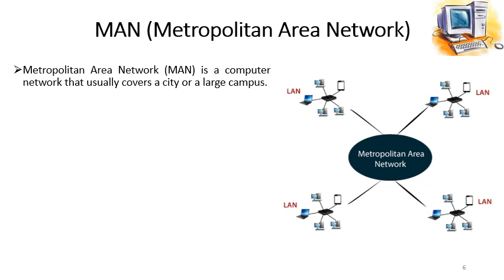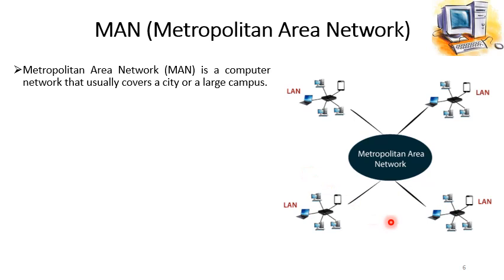Second, Metropolitan Area Network, that is MAN. Metropolitan Area Network, MAN, is a computer network that usually covers a city or a large campus. Here in this diagram you can see that when multiple LANs, that is local area networks, are connected with each other, they cover an area which is about the area of a city or a large campus, which is divided into multiple LANs, and all those LANs are connected with each other. So as a whole, that will be called a metropolitan area network.